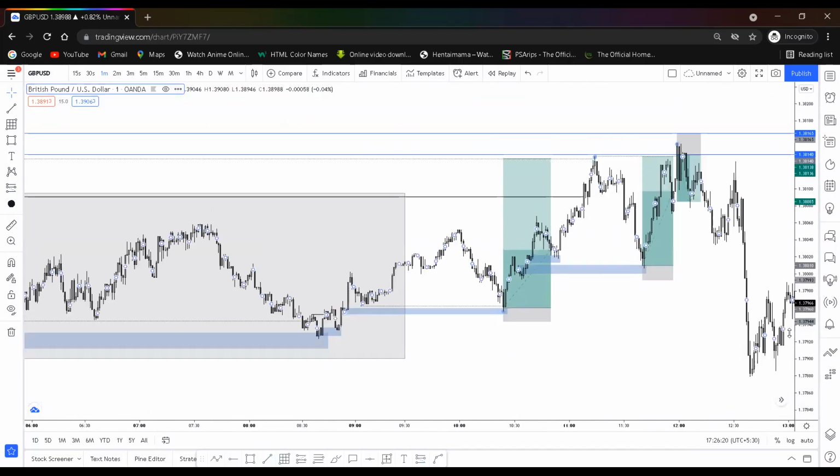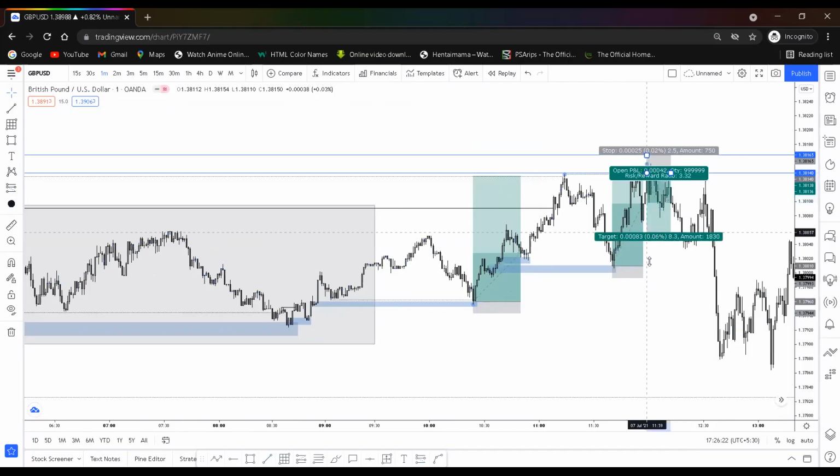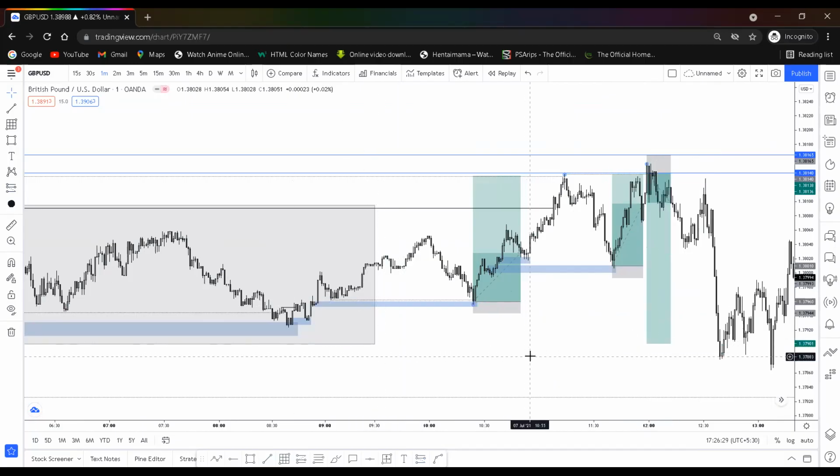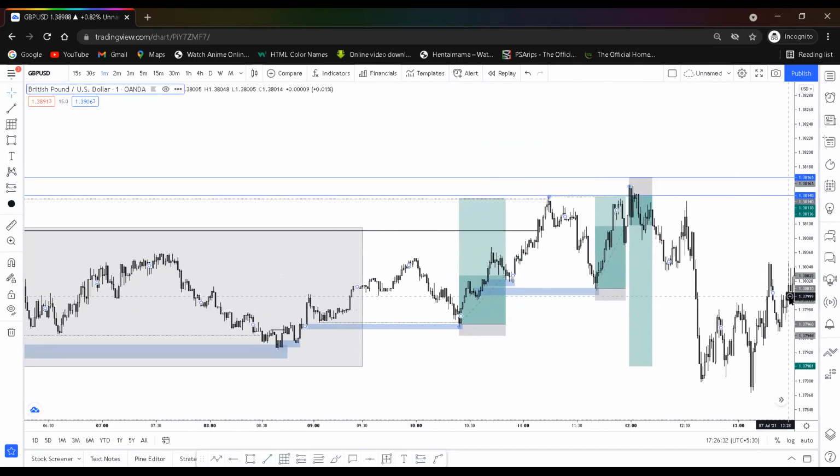That was my POI. Now, if I take it from up there, the Asian low would be my target. You see that? And why is the Asian low the target? I'll tell that to you. I'll tell you about the Asian session, which is a super important thing.